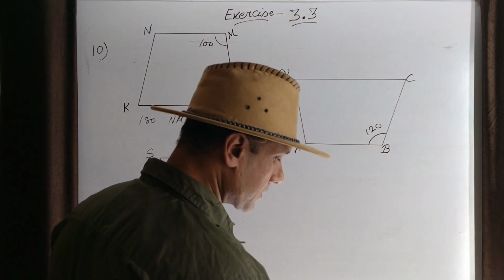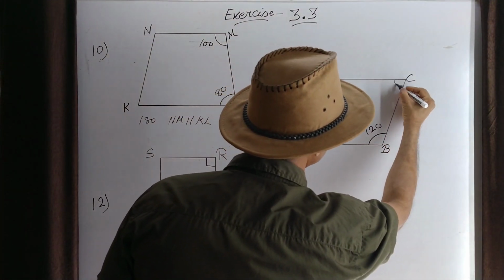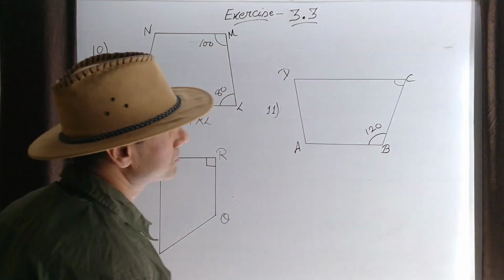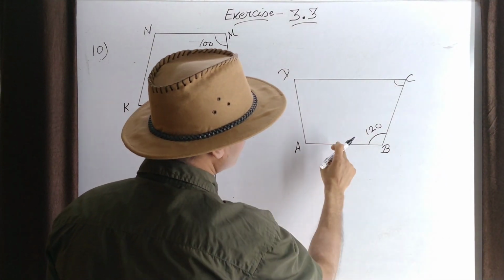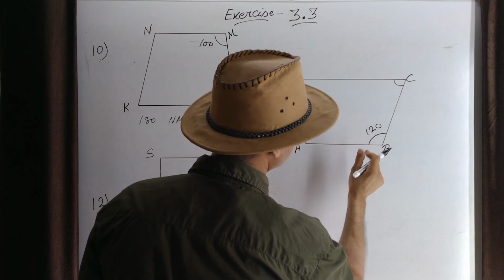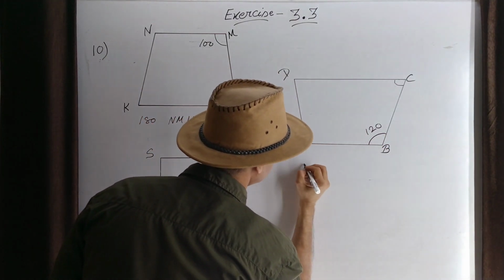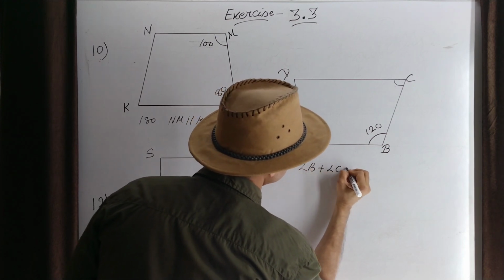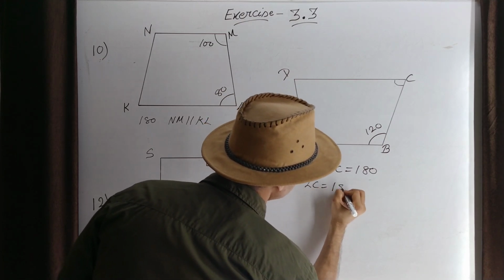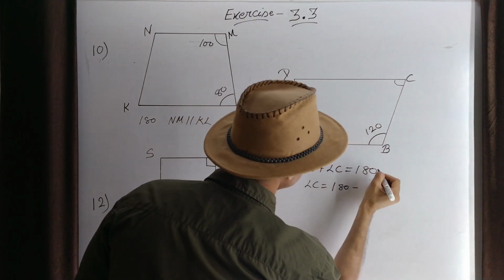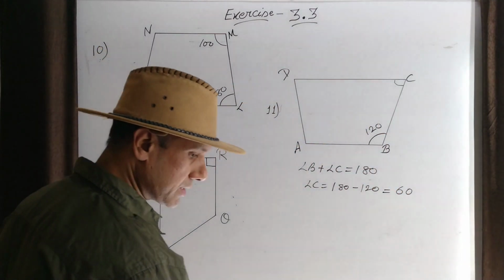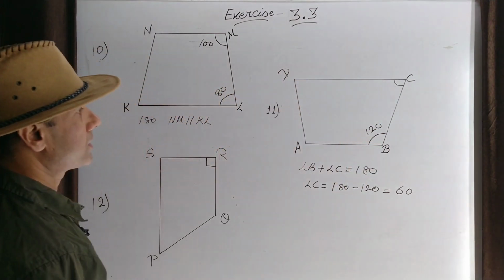Question number 11. We have to find the measure of angle C if AB is parallel to DC. So again, two opposite sides are parallel. Angle B is 120 degrees. Since these two sides are parallel, angle B plus angle C is equal to 180 degrees. So angle C is equal to 180 minus angle B, that is 180 minus 120, which is 60 degrees. So angle C is equal to 60 degrees.